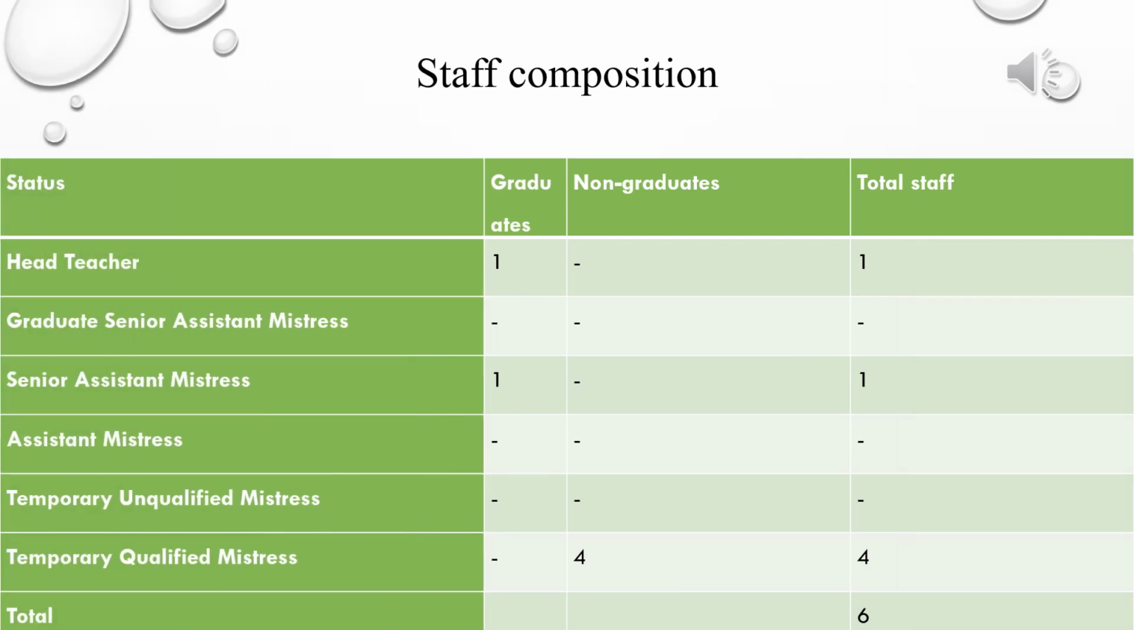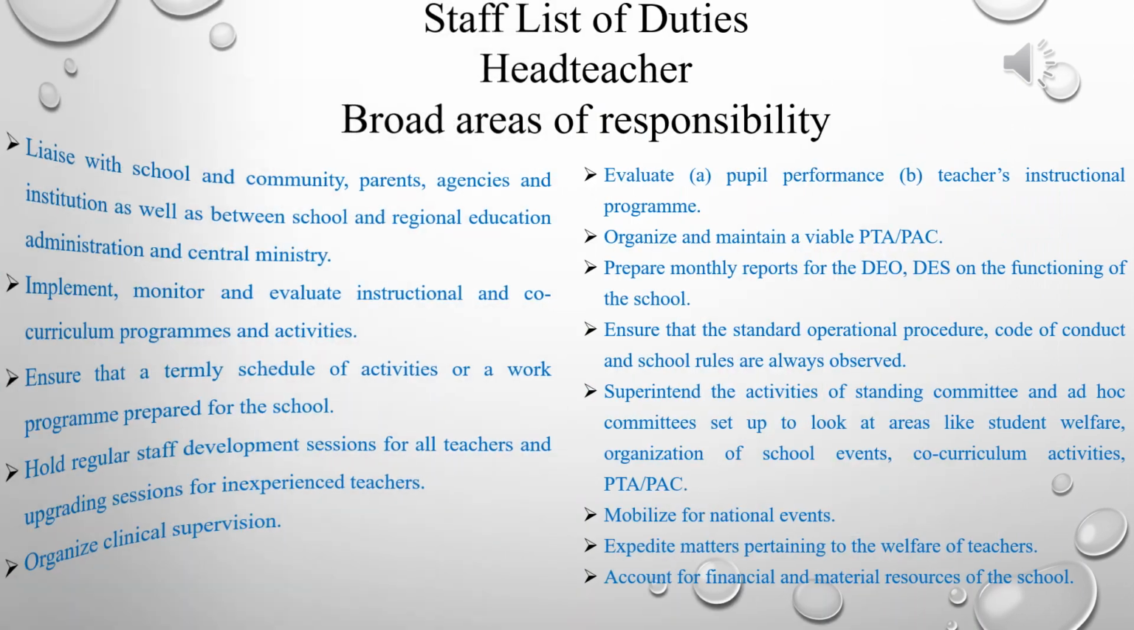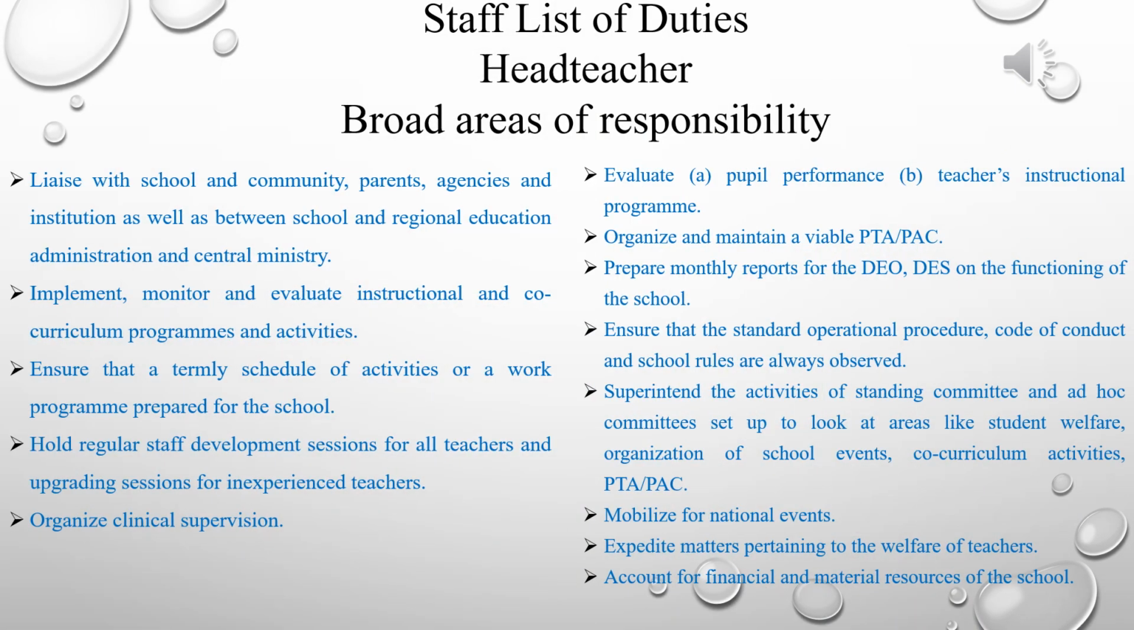The staff composition. As you can see on the table, there is one head teacher, one senior assistant mistress, and 4 temporary qualified mistresses. So in all, the school has a total of 6 staff members. And here is a list of responsibilities of a head teacher.